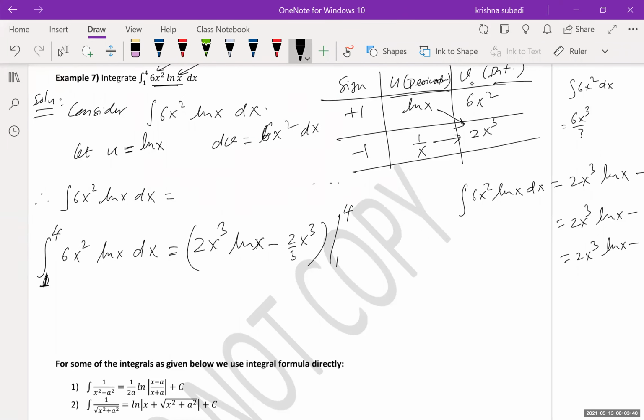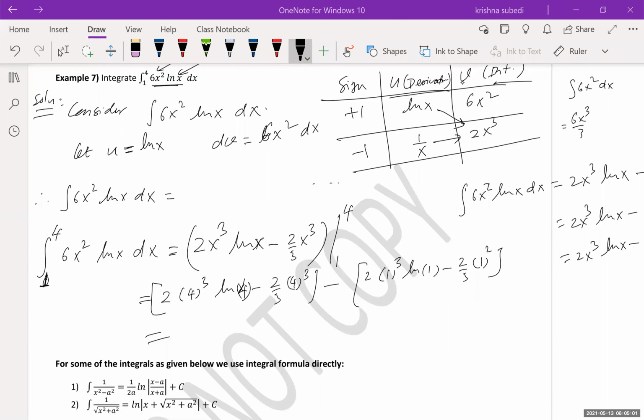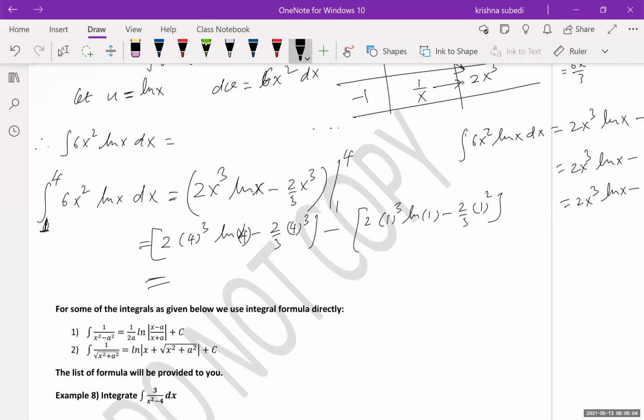And using your calculator, substituting the values, you're going to get 2 times 4 cubed ln 4 minus 2 over 3 times 4 cubed. You can take that x cubed common if you like. And minus 2 times 1 cubed ln 1 minus 2 over 3 times 1 cubed. Type in these numbers in your calculator and let me know the answer. Whatever you get, that will be your answer.